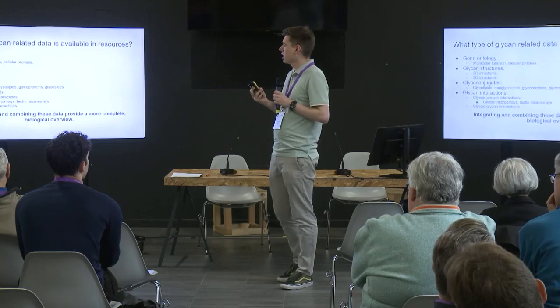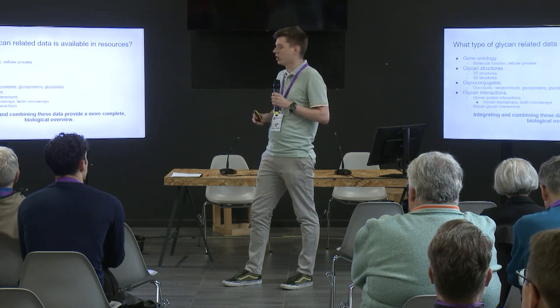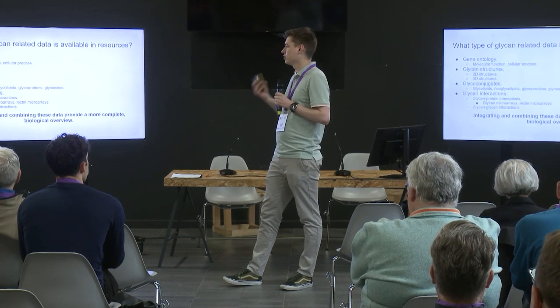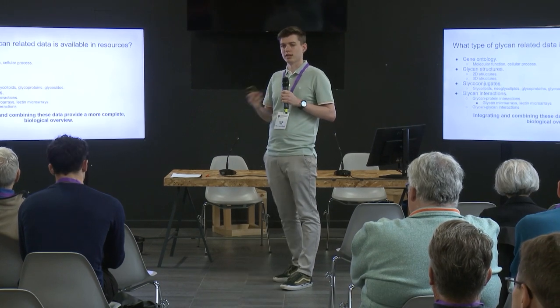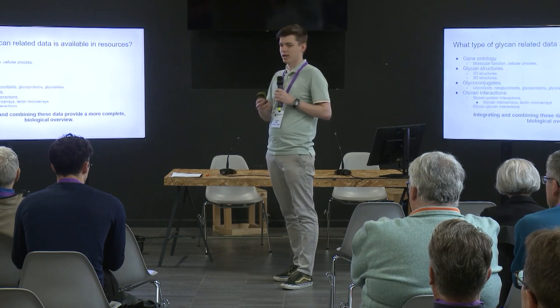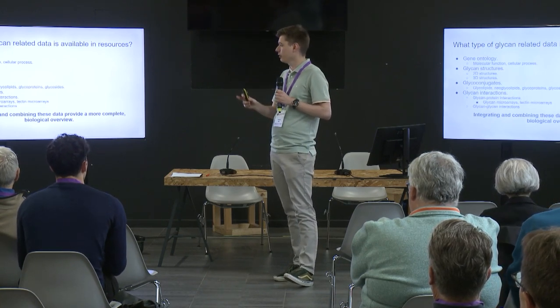And there's lots of different types of glycan-related data that can be available in these resources. So we've got just a very broad overview here, and we'll go through each of these in a bit more detail in the following slides. But we have things like gene ontology, so molecular function, cellular process, subcellular location. We have things like glycan structures, so we had those in the previous two talks, but this idea of 2D structures and 3D structures.